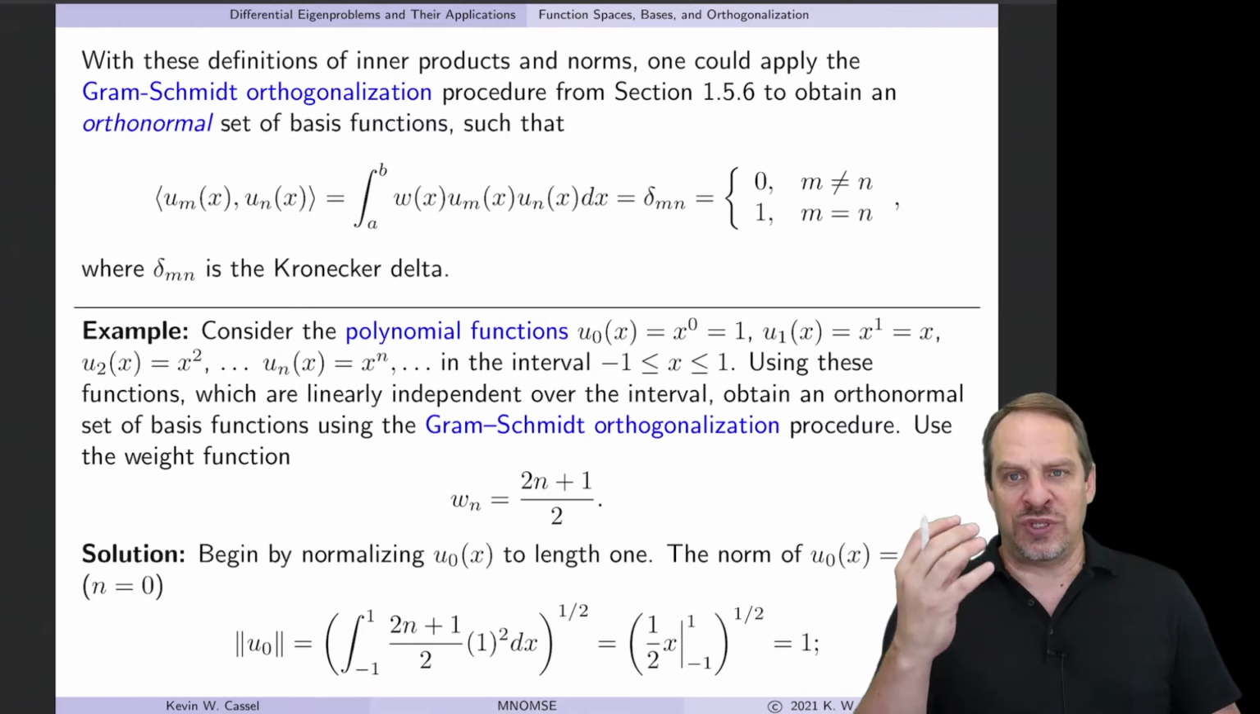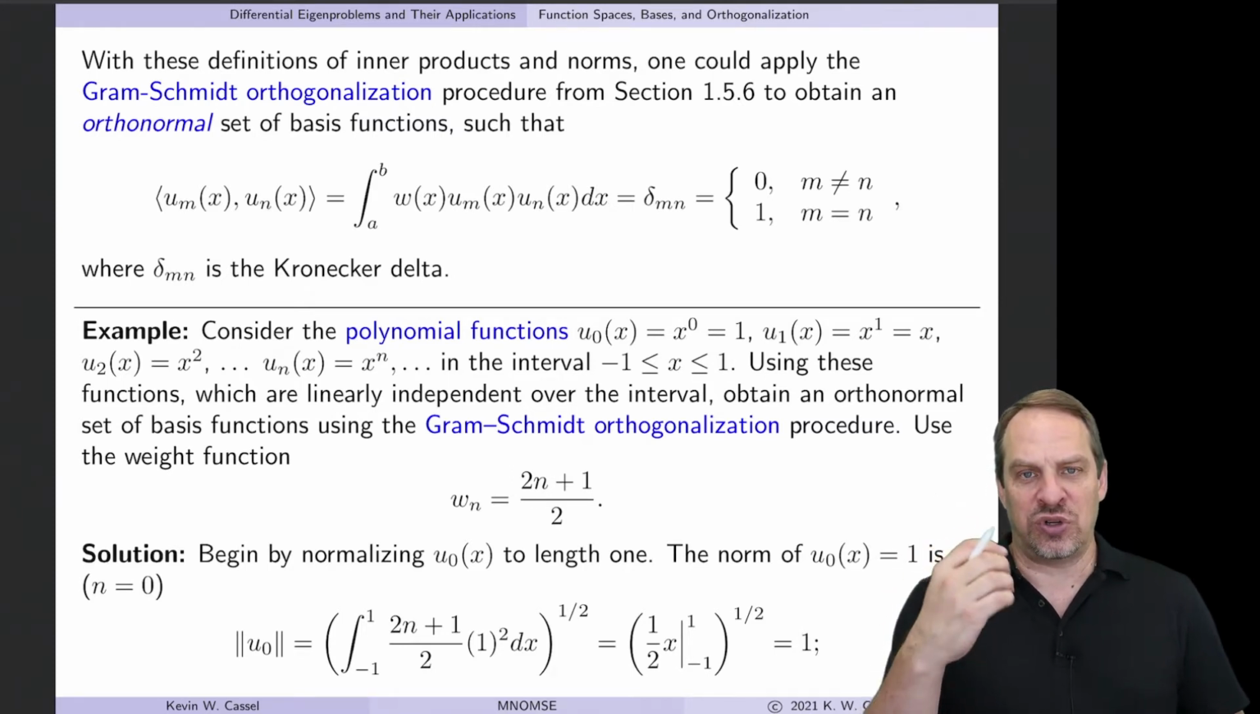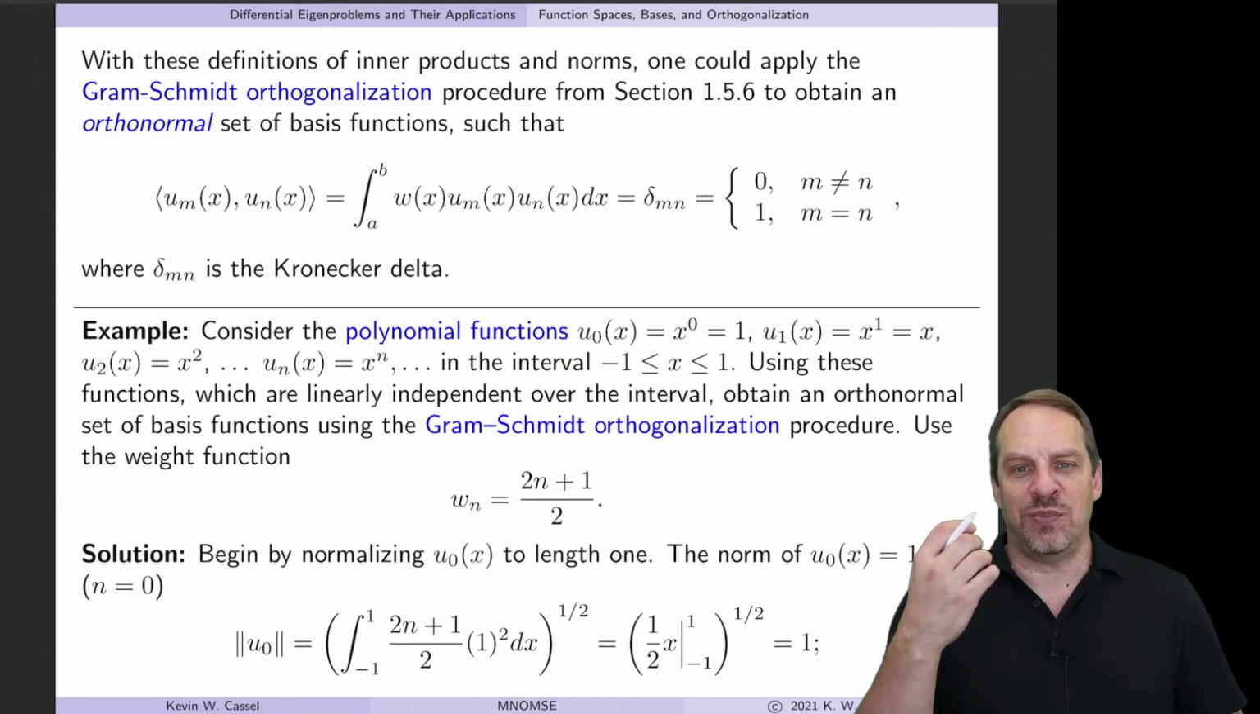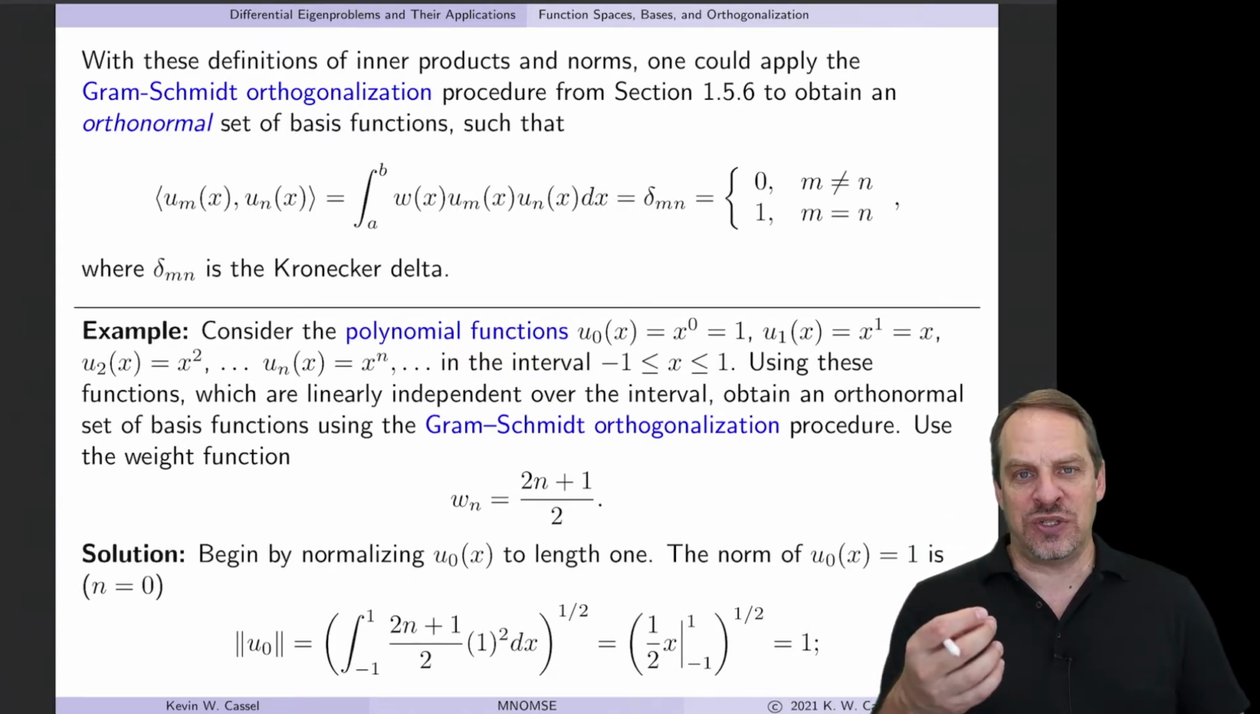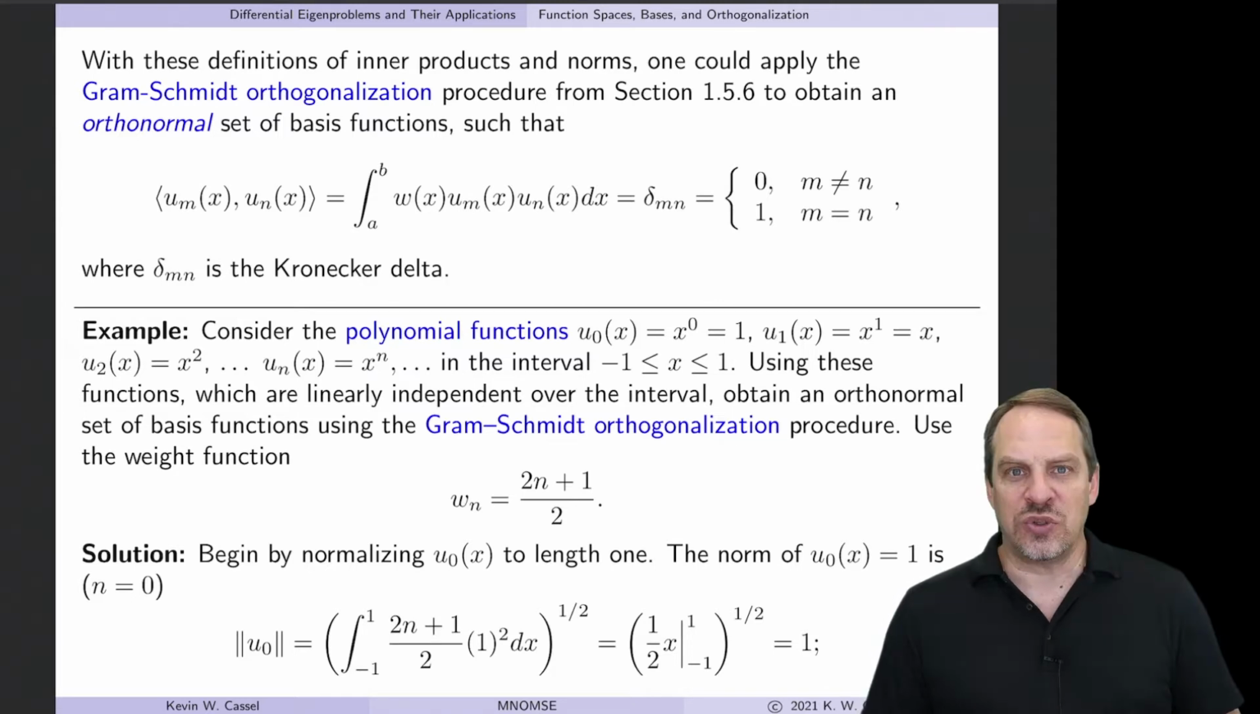And what we want to do is take these functions, which are linearly independent. You could check the Wronskian to confirm that this is the case. And we want to do Gram-Schmidt orthogonalization on them to produce a set of orthogonal as well as normalized functions. So in this case, I am going to give us a weight function. It's going to be (2n+1)/2, where n, of course, is just this integer power on the x. It's just a constant depending on the value of n.